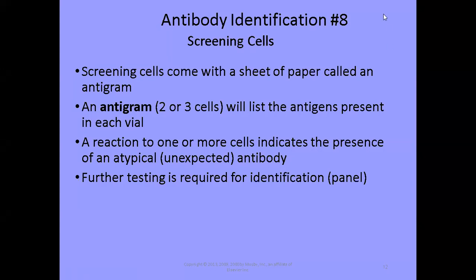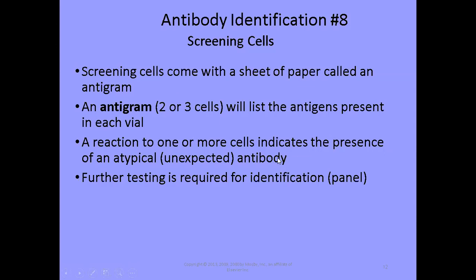So we already established previously that screening cells come with a sheet of paper called an antigram. The antigram is going to list all of the antigens that are present on each vial and then also the ones that are not. When we test our patient and they have a reaction to one or more cells, this indicates the presence of an atypical or unexpected antibody, not naturally occurring anti-A or anti-B, something else that an individual has formed either from previous transfusion or pregnancy.